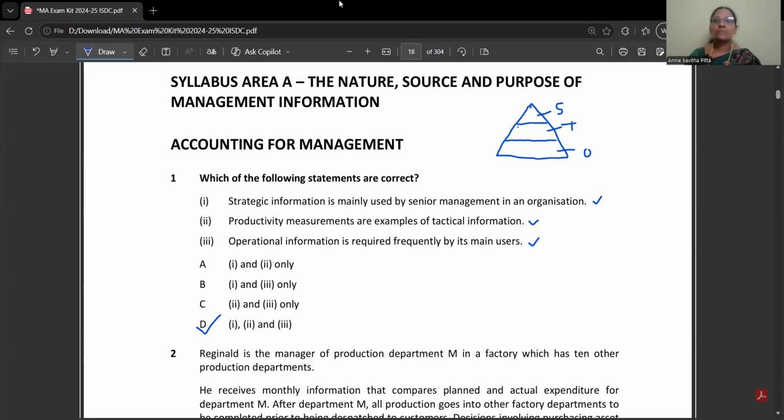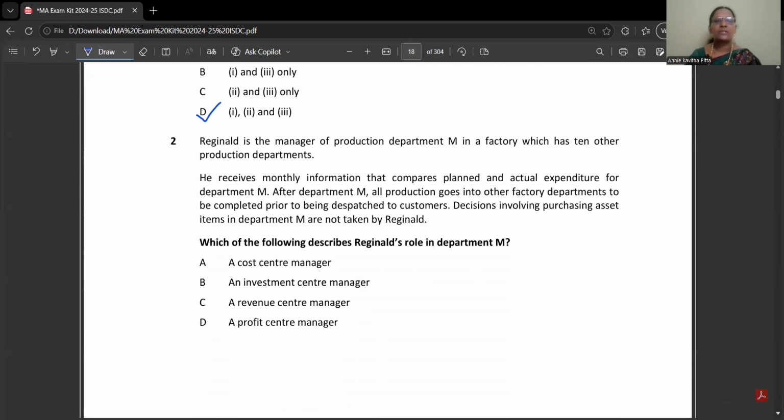Moving to the next question. The second question talks about Reginald, the manager of a production department M in a factory which has 10 other production departments. He receives monthly information that compares planned and actual expenditure for department M. After department M, all production goes into other factory departments to be completed prior to being dispatched to customers. Decisions involving purchasing asset items in Department M are not taken by Reginald. Which of the following describes Reginald's role in Department M?